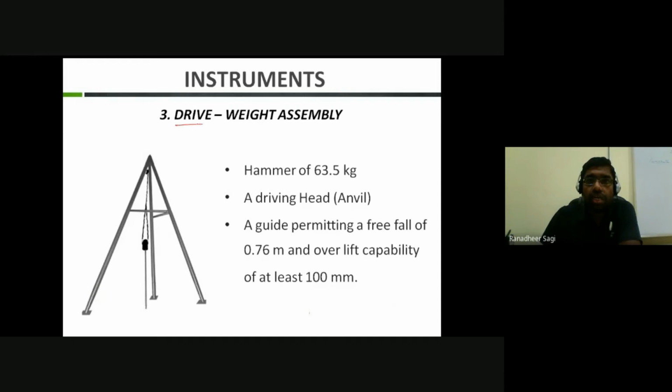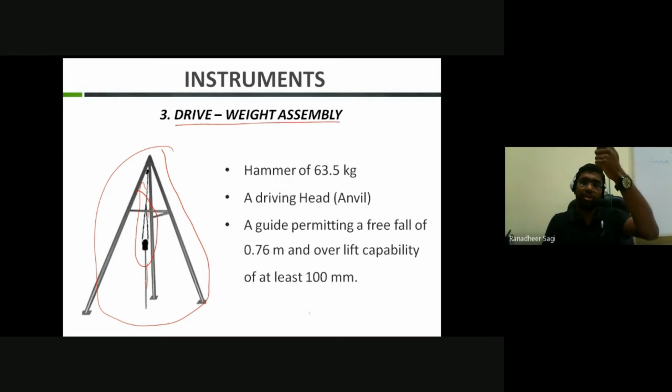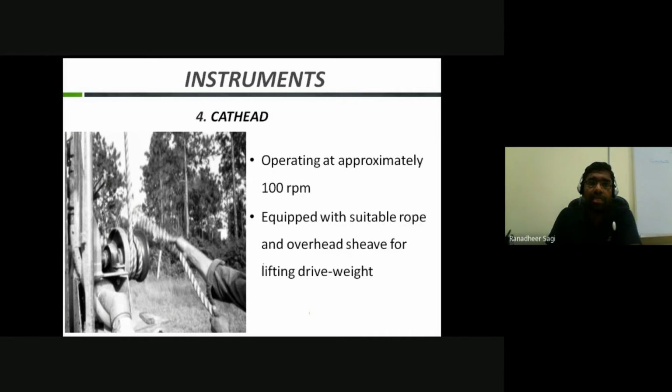Yeah, this is your drop weight assembly. So this is your complete tripod setup. This is what is called your cathead, or your cable, which is going to be used for lifting your hammer. A hammer of 63.5 kg is used with a free fall height of 76 centimeters. The cathead is nothing but the cable you are connecting there, which in turn is connected to lift your hammer.